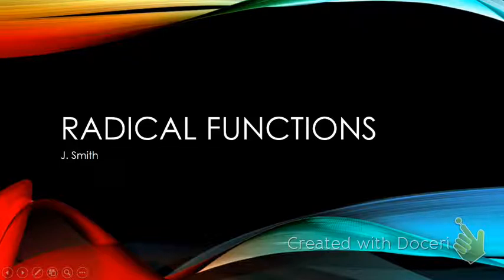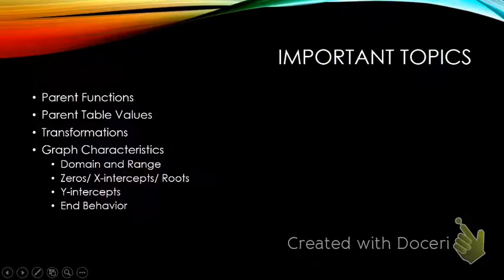This first video is going to talk about the first part of your packet, Unit 4, Part 1, where we're just going to talk about the graph characteristics and graph of a radical function. So, let's get started. These are the important topics that you're going to need to know. This is a brief overview. I'm not going to talk about anything really right now.